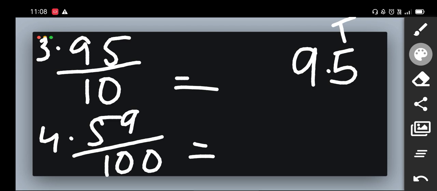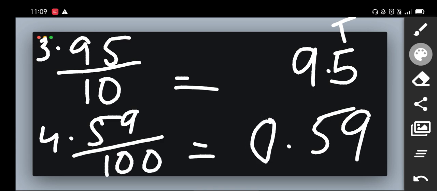Like next example, 59 upon 100. How do you write it? Now 100 is having 2 zeros. You have to take the 2 zeros and put it in the decimal part. So you can see 2 digits, 2 zeros. So 5, 9, point. The point will come before the number, okay? And no more number, no. So 0.59. So this was the second exercise.